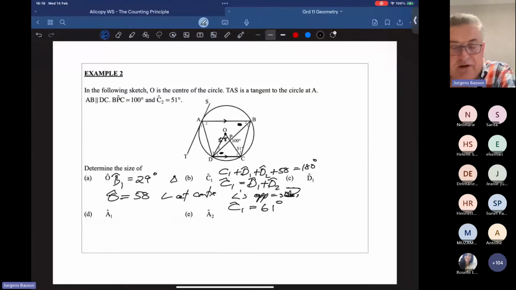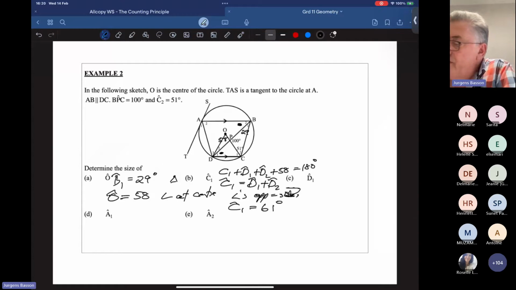So how can we find them? We want to get to D1. So maybe we must find B2 first. I don't know if you noticed anything there on that one. I just want to write this in so that we can see it. This angle is 29. We did that already, B1.